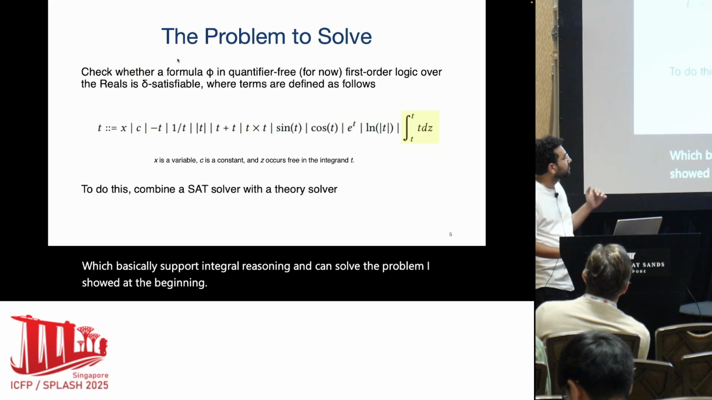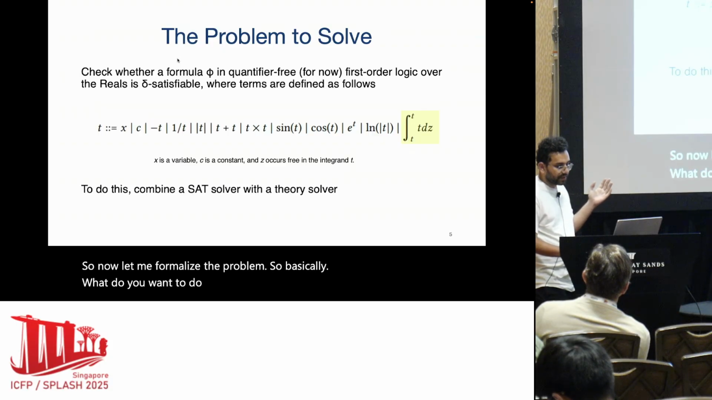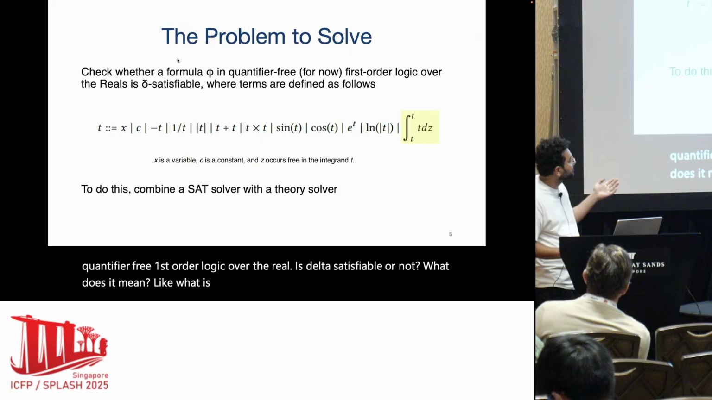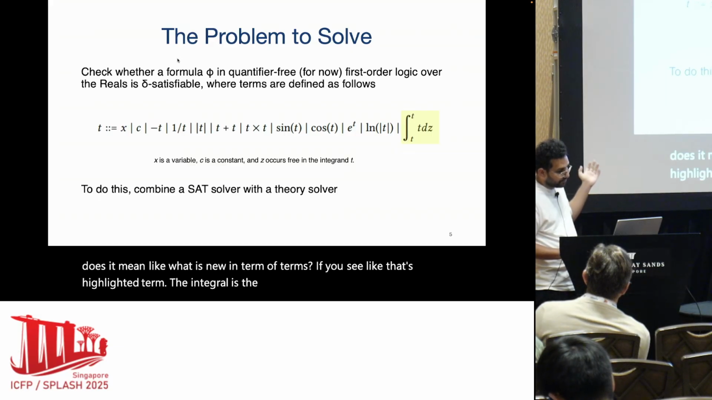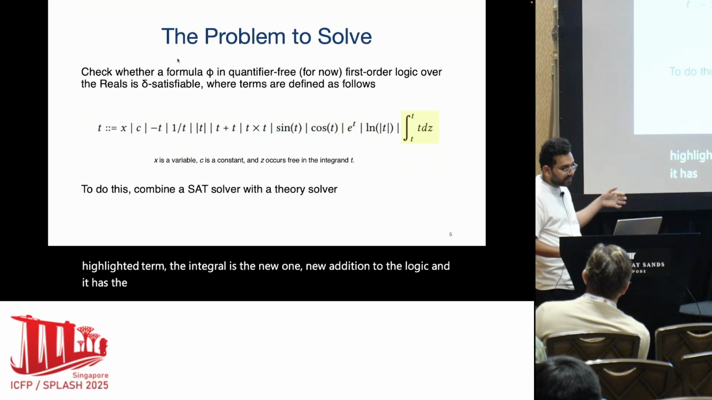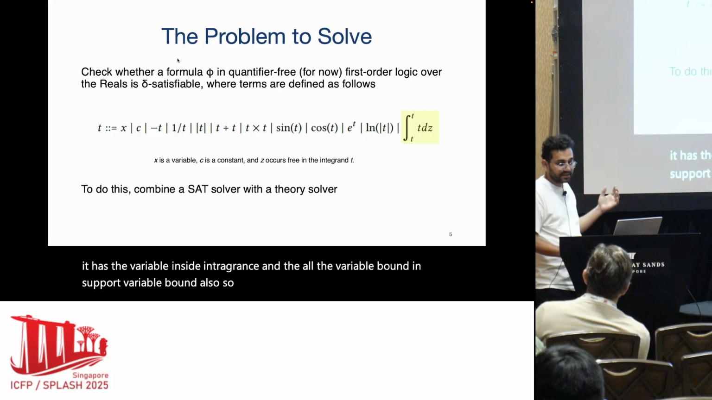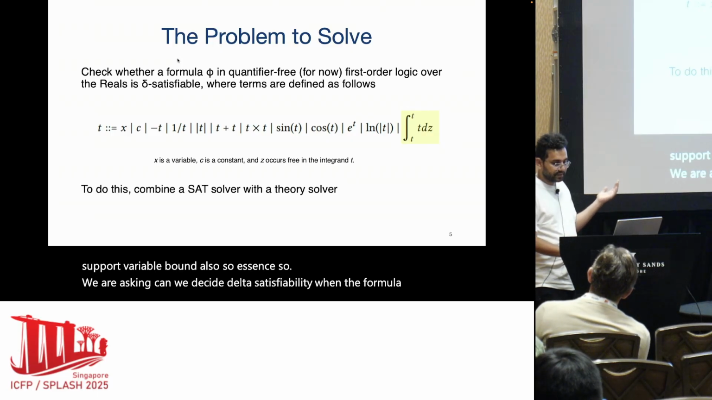Now let me formalize the problem. What we want to do is check whether a formula phi in quantifier-free first-order logic over the reals is delta satisfiable or not. What is new in terms of terms? If you see the highlighted term, the integral is the new addition to the logic, and it has variables inside the integrand and the variable bounds. It supports variable bounds also. So essentially we are asking, can we decide delta satisfiability when the formula involves integrals?